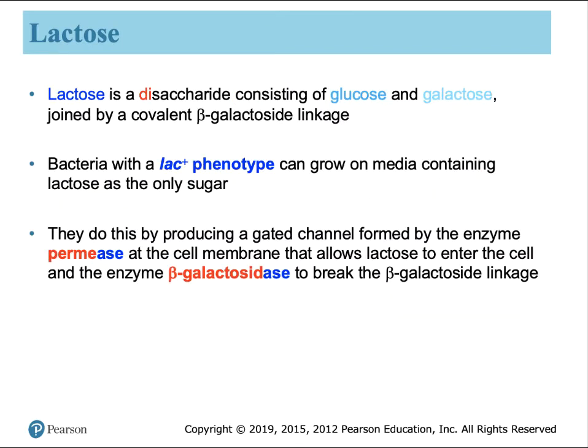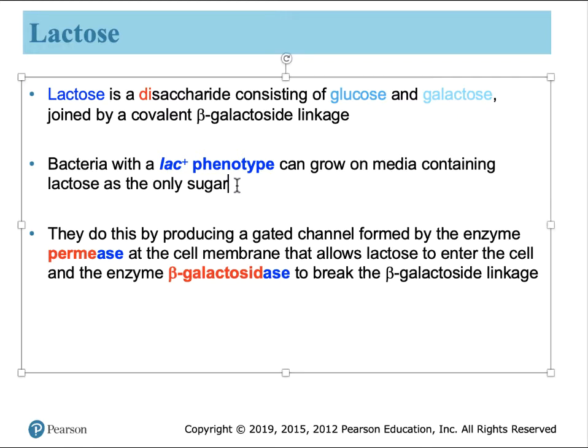Lactose is a more complicated molecule than is glucose. Indeed, lactose is a 2-ring sugar, consisting of one ring of glucose and a second ring of galactose, joined by a covalent glycosidic bond. Bacteria with a Lac plus phenotype can grow on media containing lactose as the only sugar because they're able to make the necessary enzymes for converting lactose to glucose.